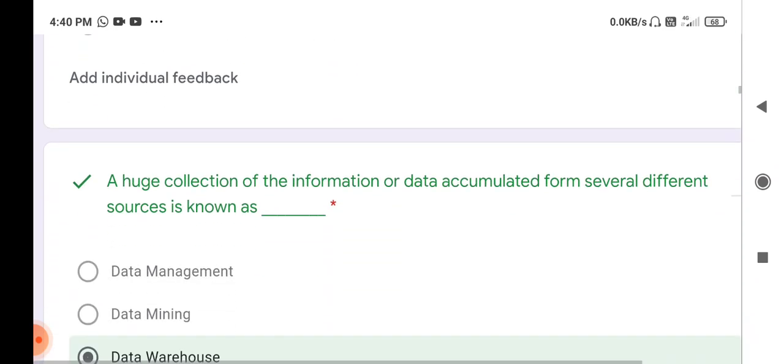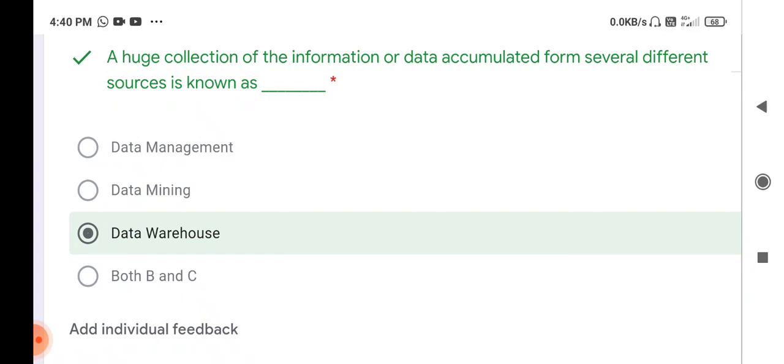Next question is, a huge collection of information or data accumulated from several different sources is known as? This is purely the definition of a data warehouse. A data warehouse is a collection of information or data on which different operations can be performed. Data management and data mining are given in the options, but data management means to manage the data, and data mining means to fetch the data, but the question asks about a collection of information. So a collection of information means data warehouse.